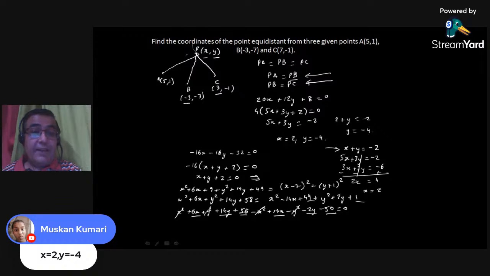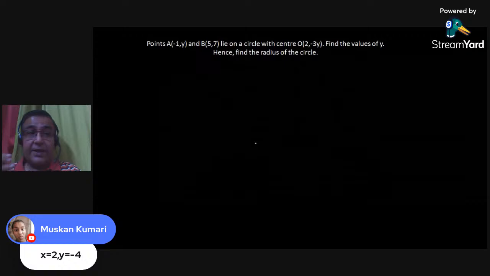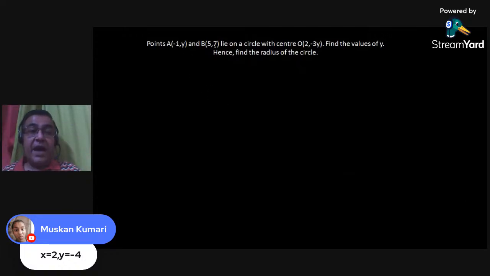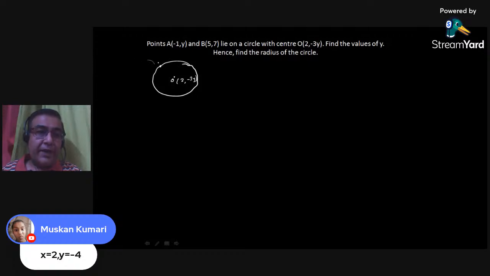Okay, let's continue to the next question that we have. The third question of the day: the points A and B lie on a circle with the center O. We have to find the values of y. So basically, what they are saying is that there is a circle with the center O, and O has the coordinates 2 comma minus 3y, and there's a point A which has the coordinates -1 comma y, and there's a point B which has the coordinates 5 comma 7, and we have to find the values of y.